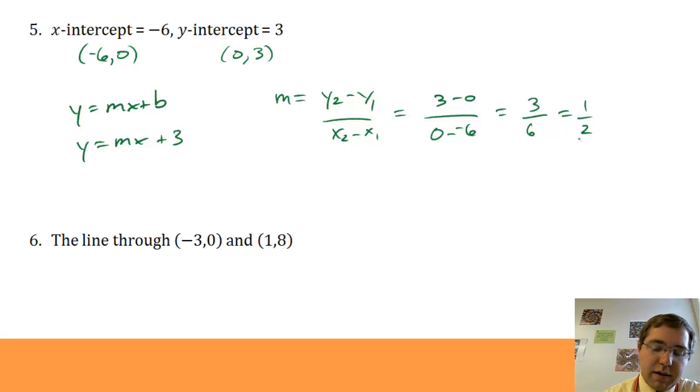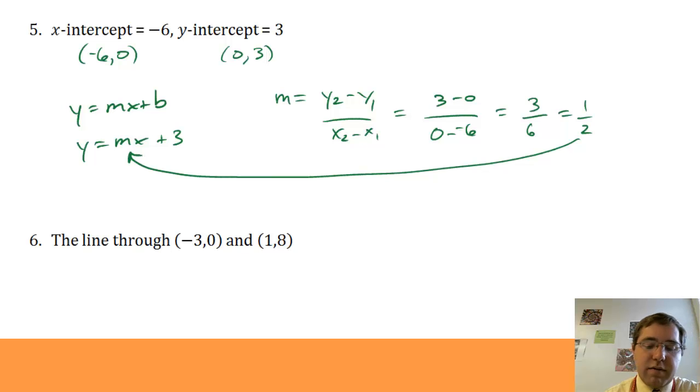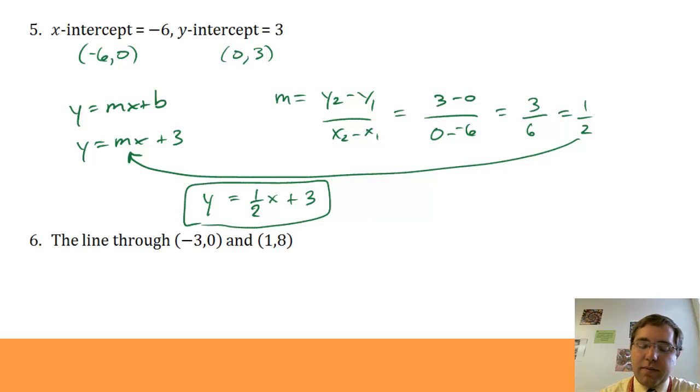So I plug that into my equation for m, and I get y equals 1/2 of x plus 3. And that's my answer in slope-intercept form.